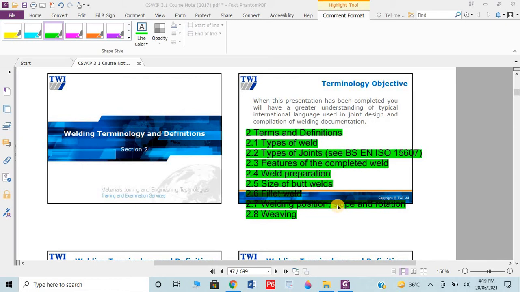Then we have the welding position, slope and rotation. Which positions do we normally prefer for a specific job? What is the angle of the electrode, what is the angle of the piece, how we have to perform the welding, what should be the speed, etc. Then we have weaving, how we have to perform the welding, meaning the operation of the electrode.